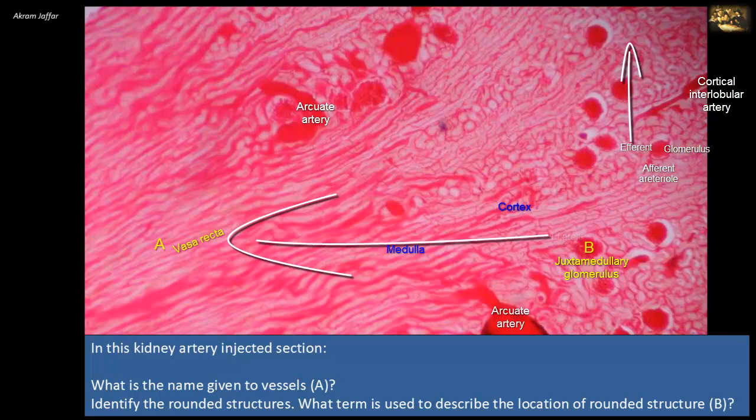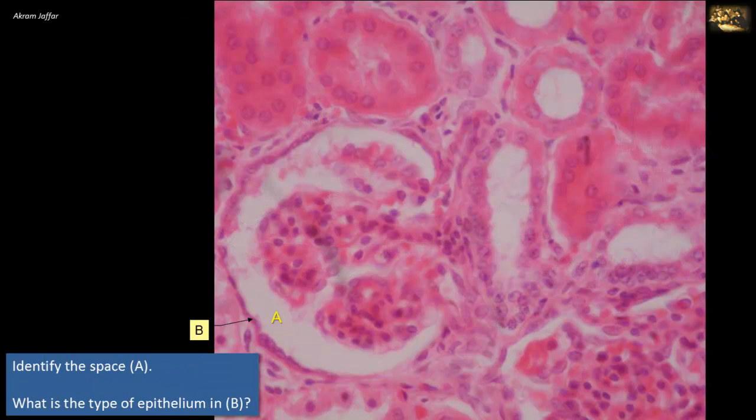of the renal cortex. Identify the space A. What is the type of epithelium in B? This is a section of the renal cortex showing the renal corpuscle and proximal and distal convoluted tubules. The glomerulus is the rounded structure that is formed of a tuft of capillaries and surrounded by Bowman's space, which is represented in A. Bowman's space is in fact the narrow space that surrounds the glomerulus, but due to shrinkage of the glomerulus, which is inevitable in tissue preparation, Bowman's space appears enlarged.